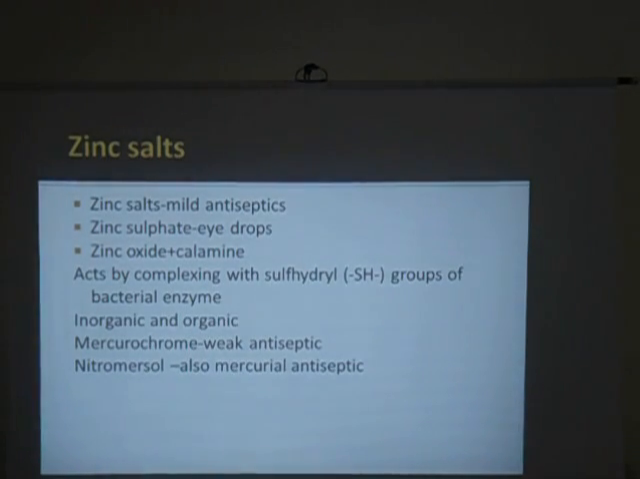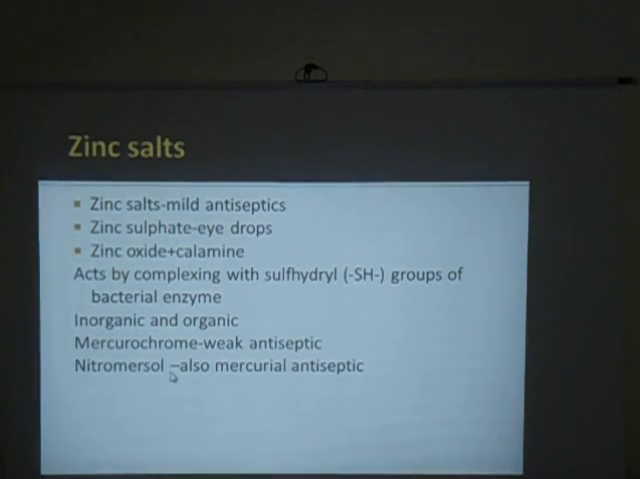Then we told that for GI infections, such as food poisoning, we are using antibiotics. ORS we are using with zinc. Okay, now we can use zinc preparations for stomach wash, everything. Okay, so zinc nowadays can be used for most of the things. Zinc sulfate eye drops are available. Zinc salts have mild antiseptic property. Zinc oxide we told is part of this calamine lotion also. Okay, so zinc preparations are most commonly used now.